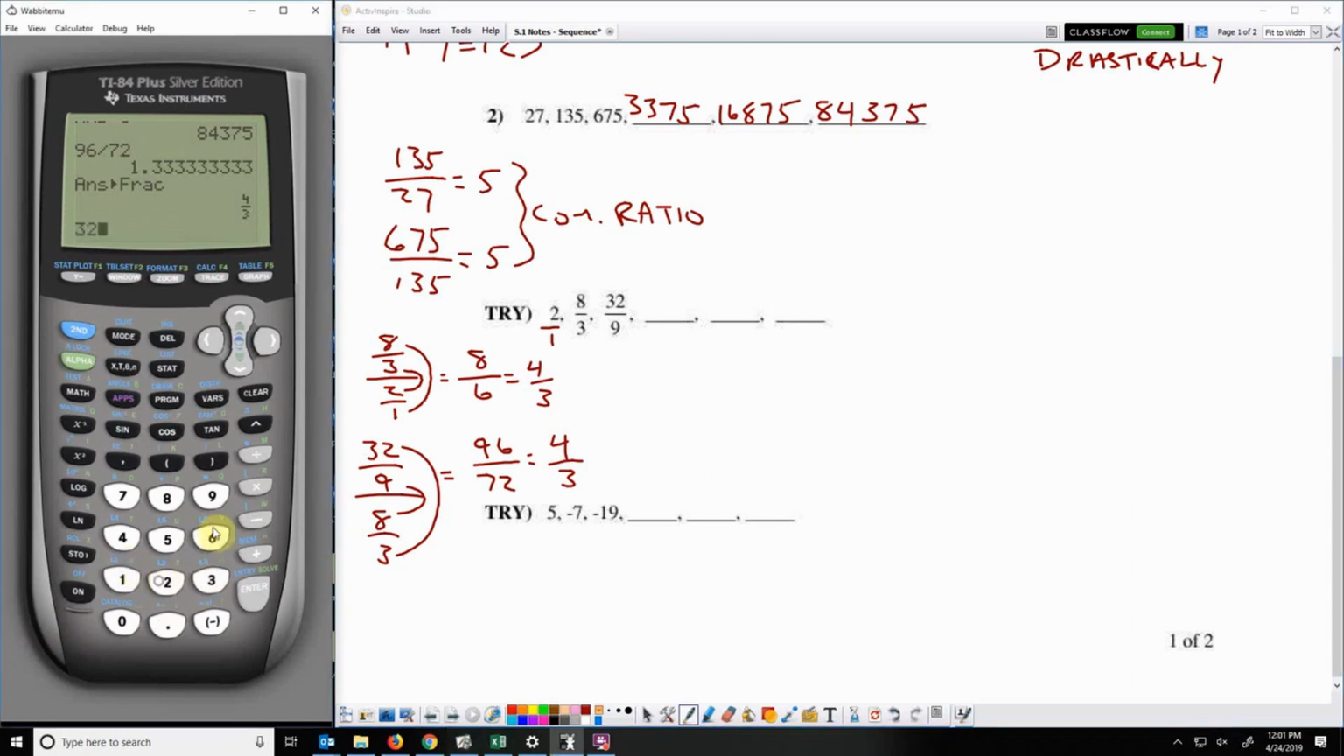So 32 times 4. So I'm going to have 128 over something. And I'll just keep doing the tops. Times 4 and times 4. Okay, and then I'll do the denominators. 9 times 3, times 3, and times 3.